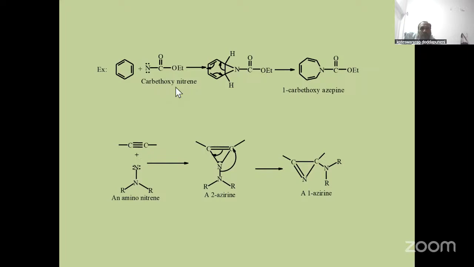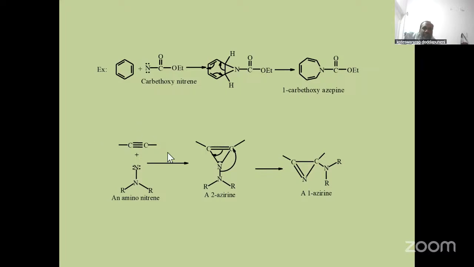Carbethoxynitrene is treated with the benzene. First, it undergoes donation of this pair of electrons to this carbon. Simultaneously, these pi electrons are donated to the nitrogen that leads to formation of a three-membered ring. Now, this will be rearranged to produce a seven-membered azepine derivative heterocyclic compound, 1-carbethoxy azepine. Next, olefin.